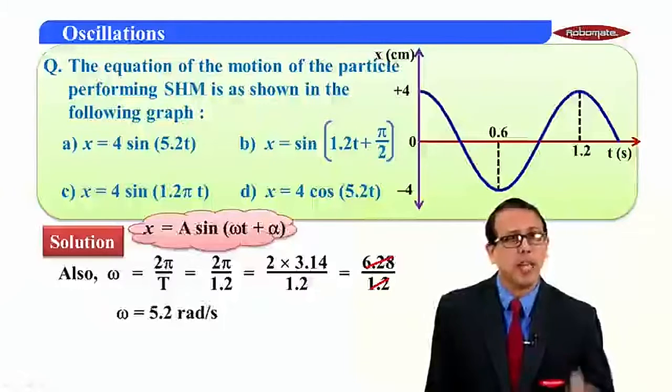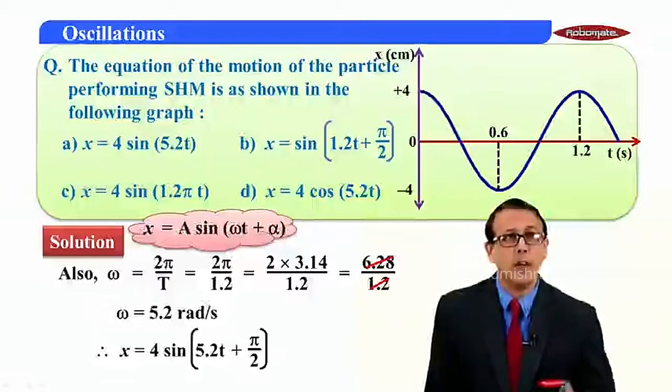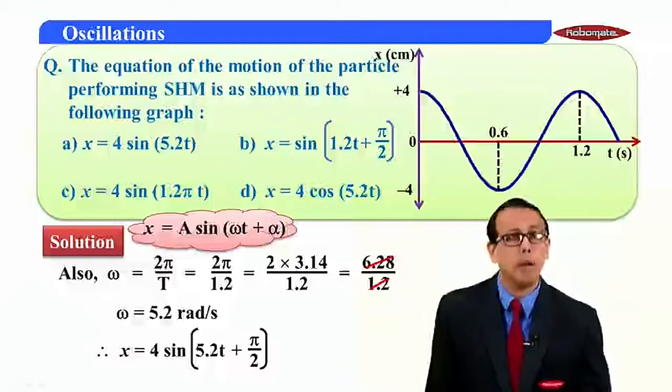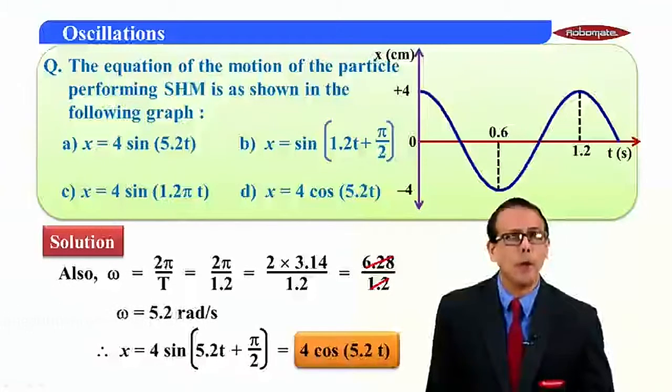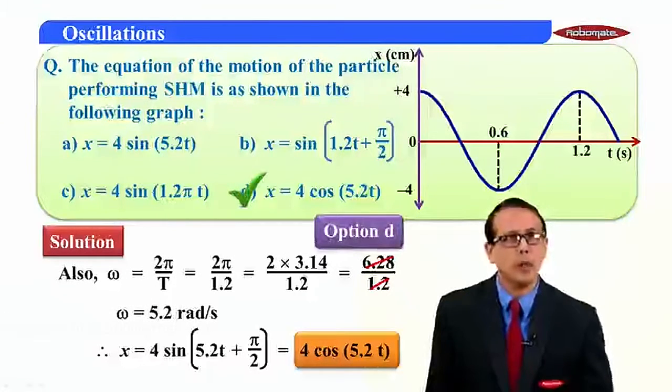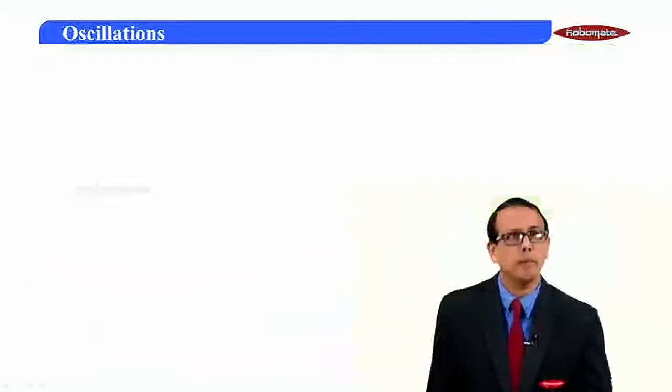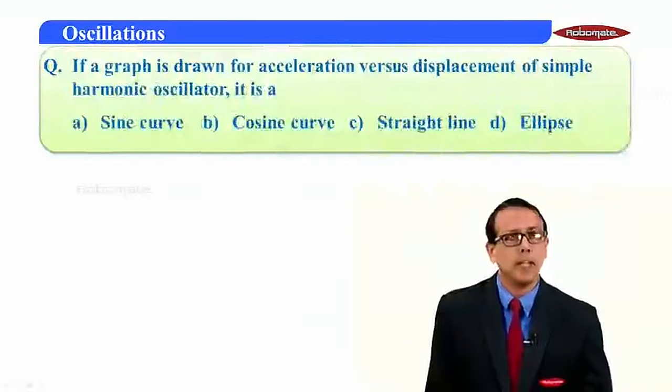I know this is the standard formula of x. Let's put down the respective values. So I get x is equal to 4 sine 5.2t plus pi by 2. Sine pi by 2 plus theta is cos theta, and therefore it is 4 cos 5.2t, which is nothing but option D. Let's see the next question, students.